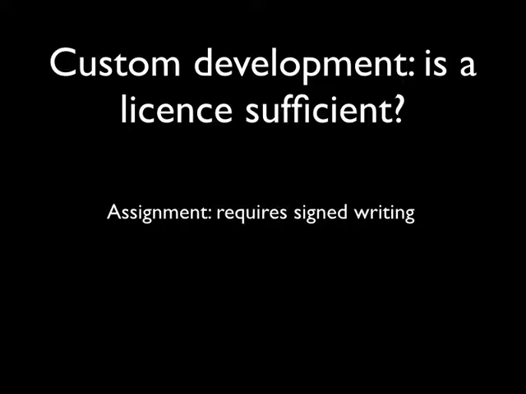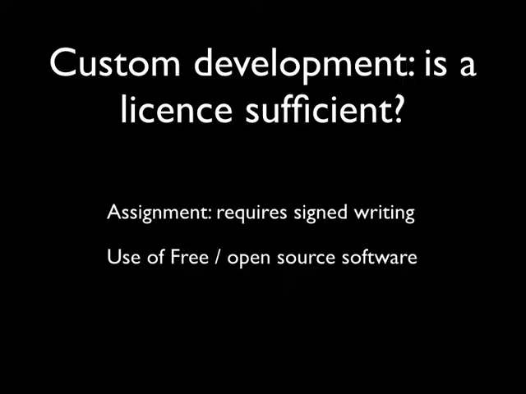In that case, if you are expecting to own the copyright, make sure you get it assigned to you properly. You may also want to consider the extent to which your supplier, your developer, can use free and open source software. It may bring the price down, but make sure you understand your compliance obligations just as you would with any third-party software.